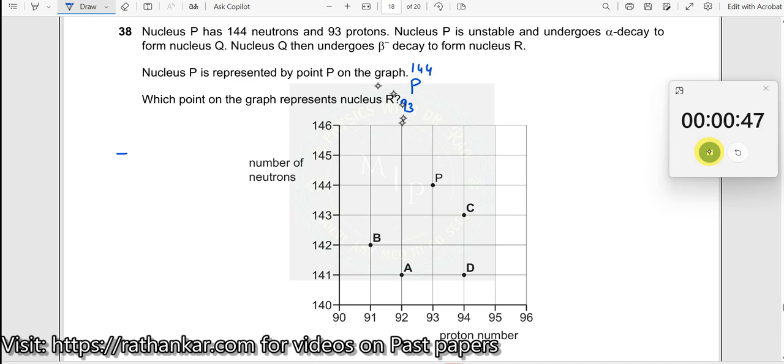Note the change in nomenclature here. This is 93 protons, and here it should be the mass number. But what am I writing? I am writing a neutron number here. We should be careful here. 93 protons, 144 neutrons.